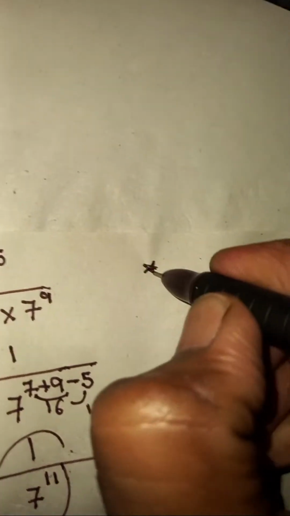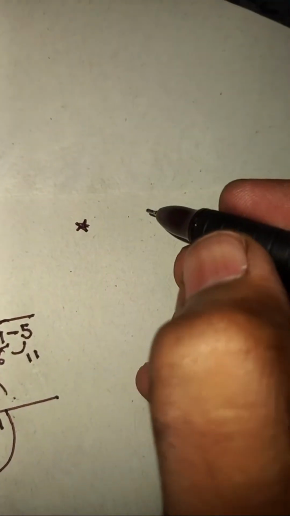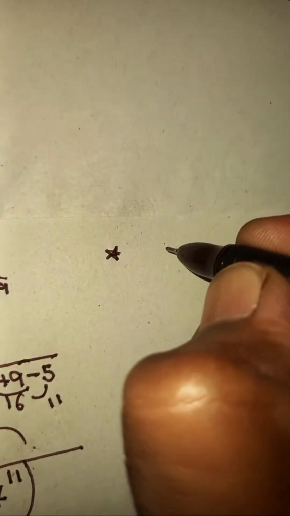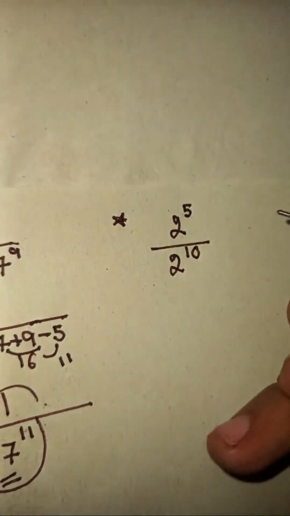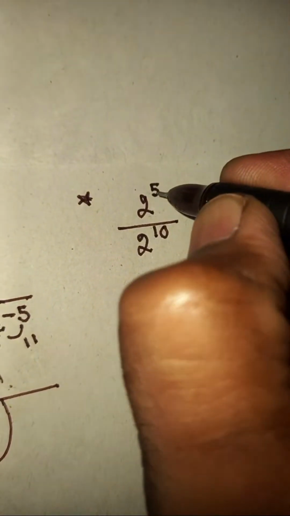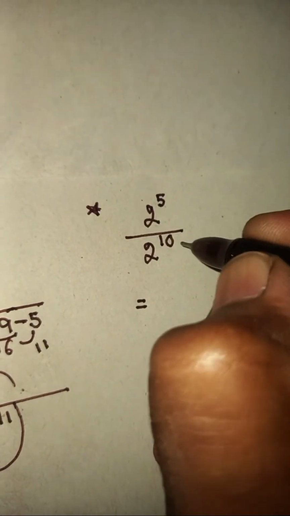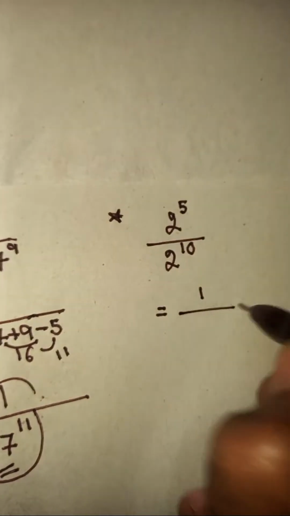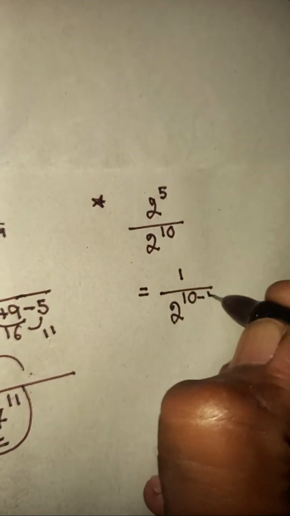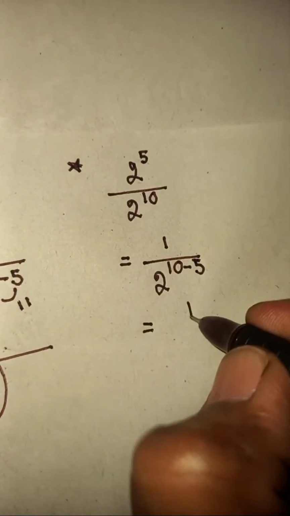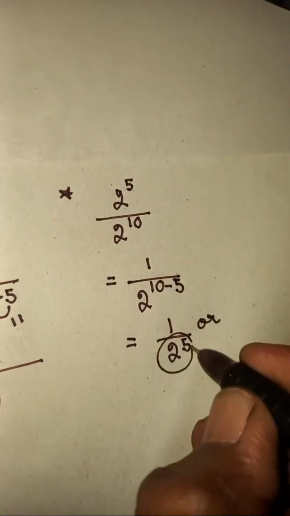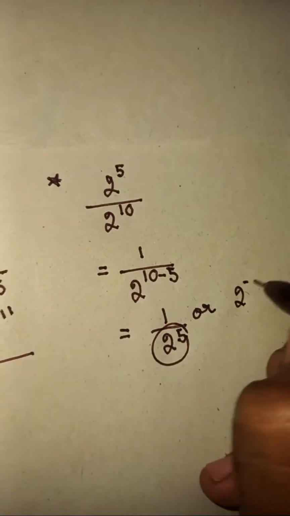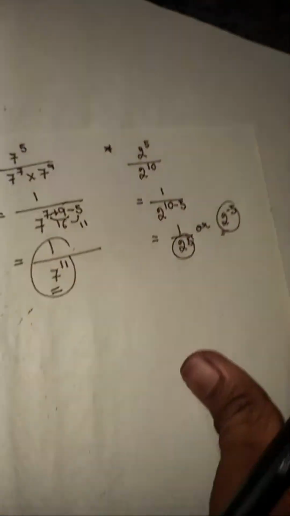Let's take one more problem, and I'm going to explain it in a similar way. Here you need to simplify 2 power 5 by 2 power 10. Here also you can take the above number downwards and the power becomes negative. So this becomes 1 over 2 power 10 minus 5. It becomes 1 by 2 power 5. You can keep it like this, or you can take this complete number to the numerator and write it as 2 power minus 5.